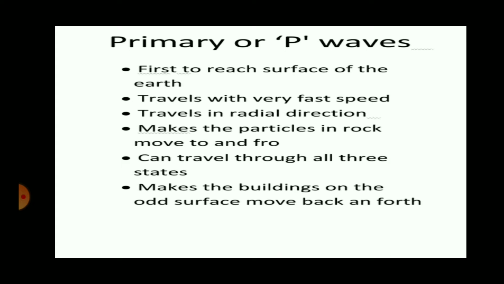But when it is traveling through the liquid medium, its direction gets changed, but it can travel through all the mediums. So what do we know about primary waves? These are the waves which reach the earth's surface first. The speed of these waves is very fast. They travel in all directions, and they make the particles move backward and forward, or to and fro, and they can travel through any state, whether it is solid, liquid, or gaseous. So this was about the primary waves.